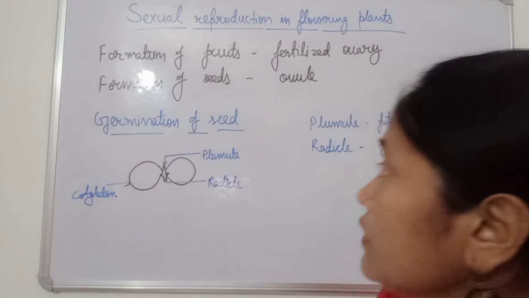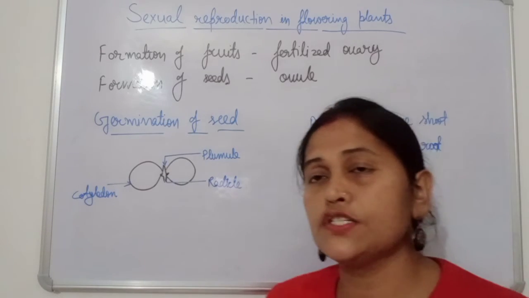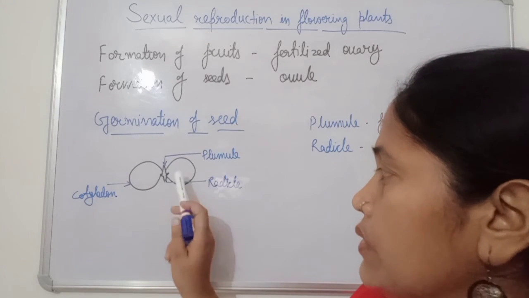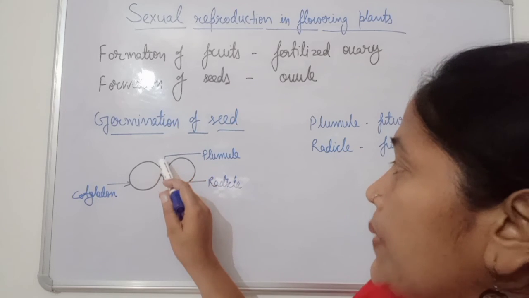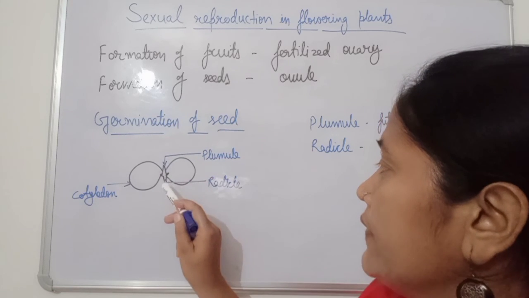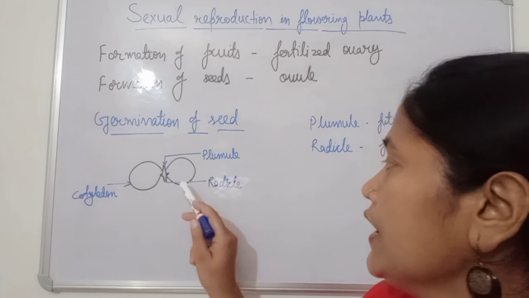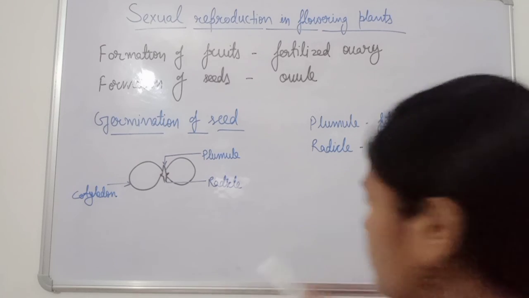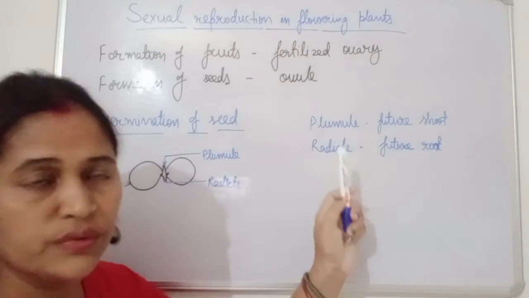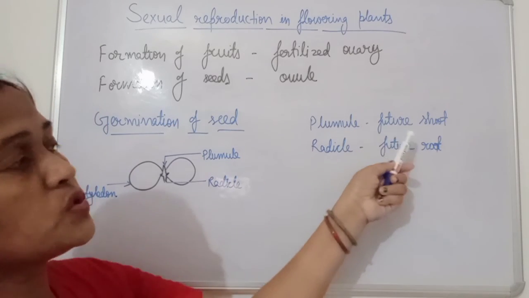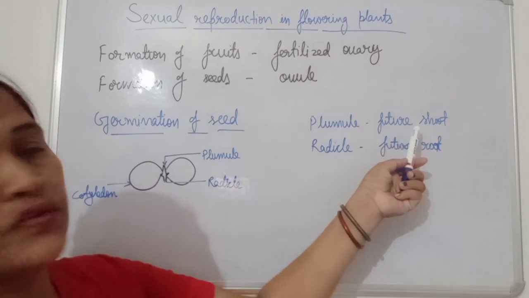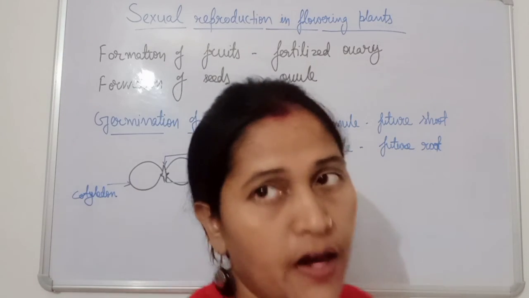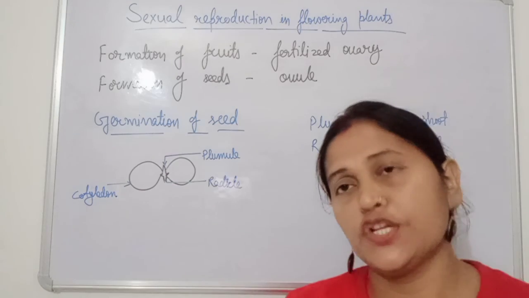Now, germination of seed. How does seed germination occur? This is a diagram of a seed. These are the cotyledons. The uppermost portion is the plumule, and the bottom portion is the radicle. The radicle is known as the future root, since the root will develop from it, and the shoot will develop through the plumule, so it is known as the future shoot. I hope all of you have understood this: sexual reproduction in flowering plants.